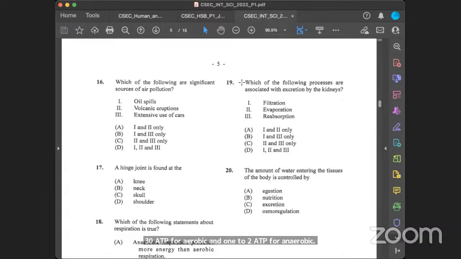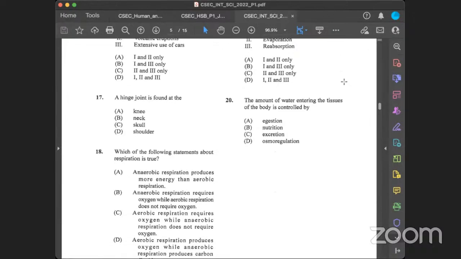19. Which of the following processes are associated with excretion by the kidneys? 1 and 3. Good. Some people say the kidney does do evaporation too. But those are people like Crossfield.